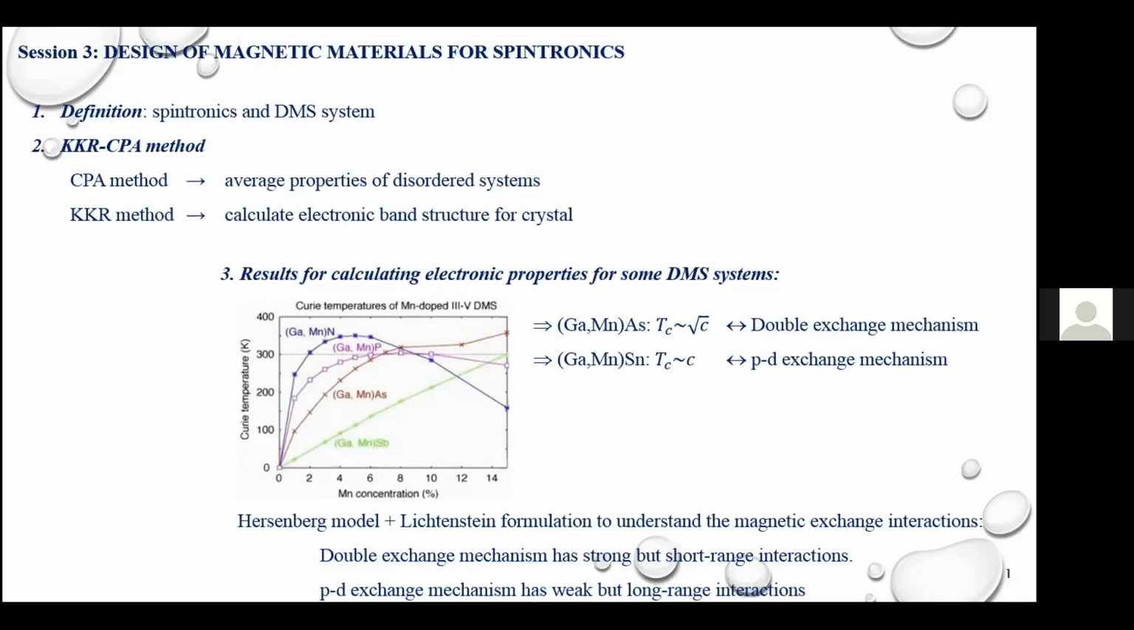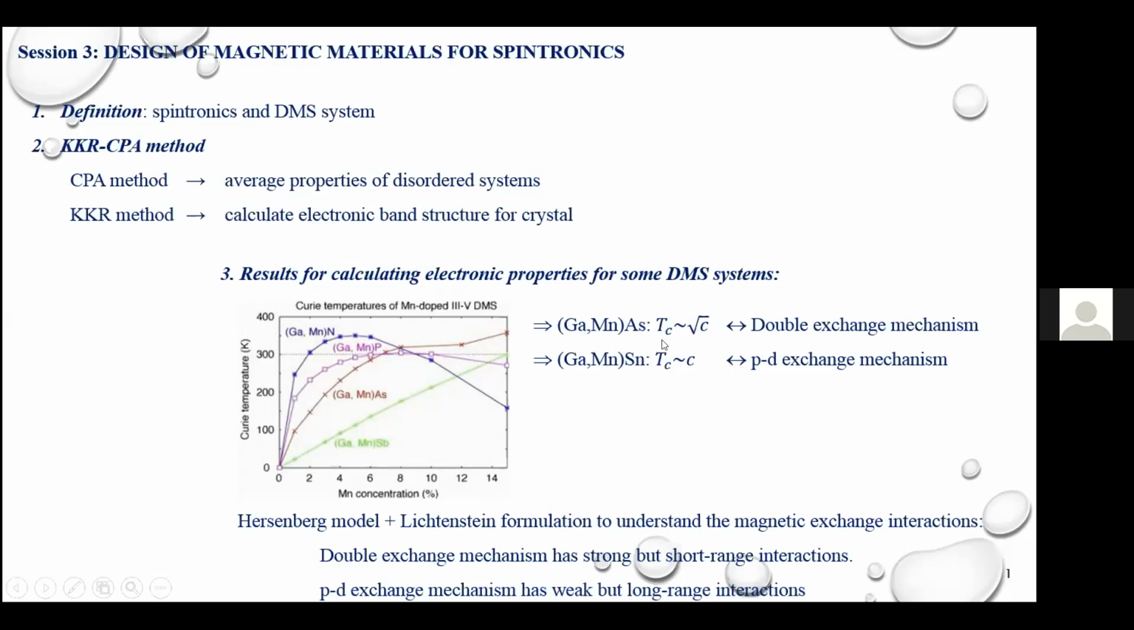The CPA method gives us average properties of the disordered system, and the KKR method calculates electronic band structure for crystals. Here, first of all, we talk about the electronic properties of some DMS systems. You can see in the diagram we have two groups of regions. Now we talk about the material gallium manganese arsenide.